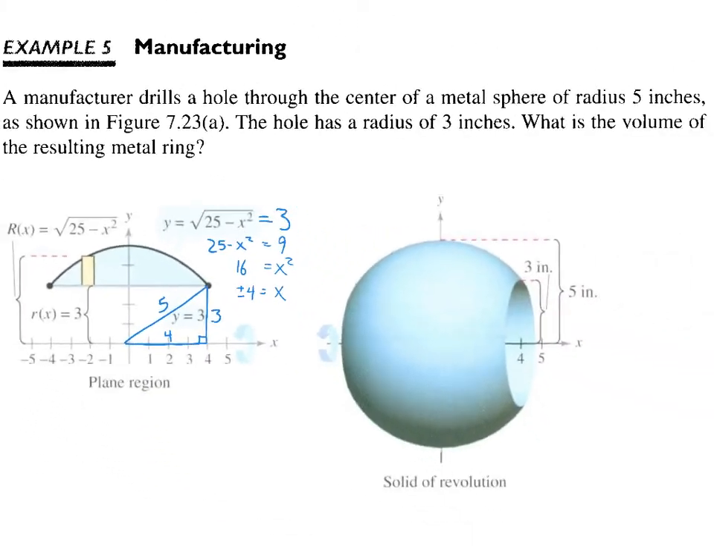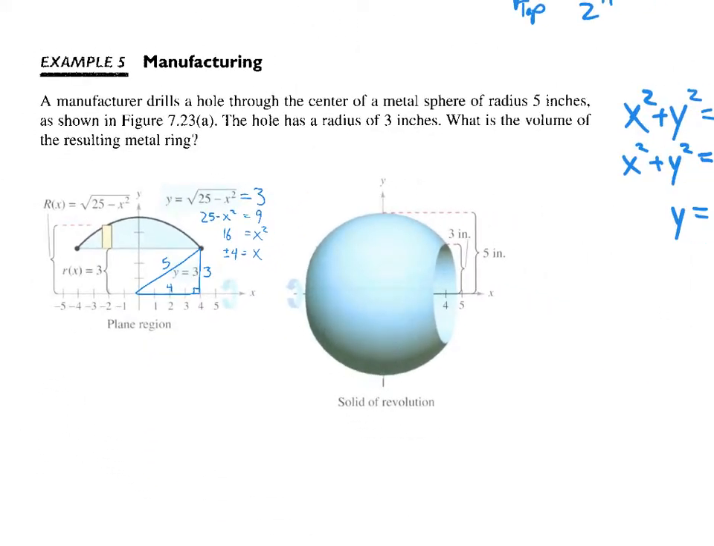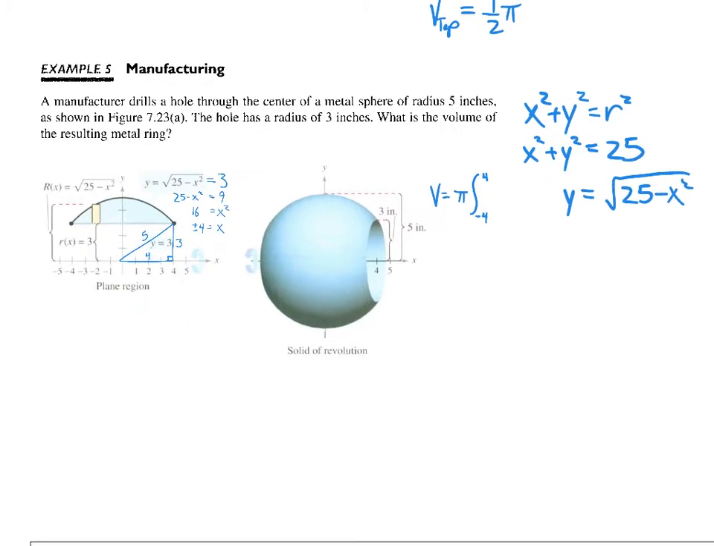Okay? So now I know how to set my integral up. My volume is going to be pi times the integral from negative 4 to 4 of, oh, I drew that too high. Let me bring that down. The volume is pi times the integral from negative 4 to 4 of the outer radius squared, so that's the square root of 25 minus x squared, squared, minus the inner radius, 3, squared.